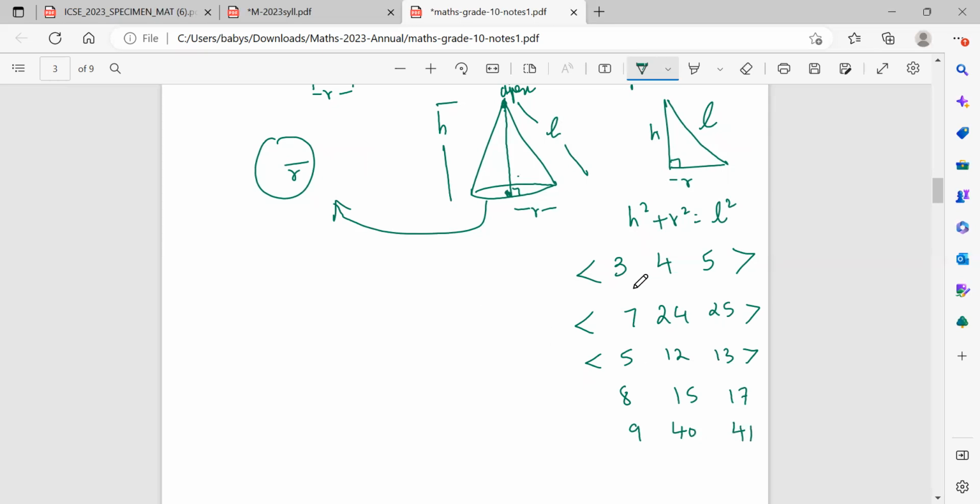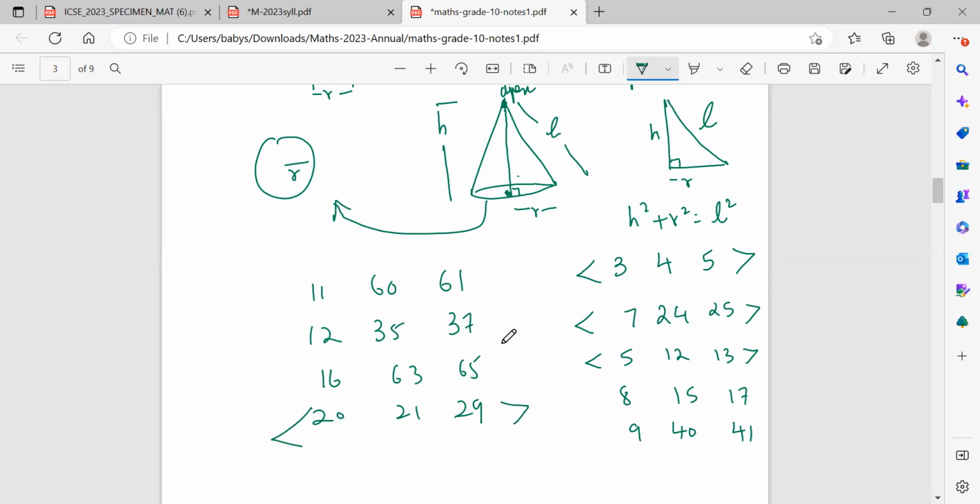And any right angle triangle with sides in the ratio of these triplets will necessarily be a right angle triangle, obeying the Pythagoras theorem, isn't it? The sides are in the ratio of the triplets. Then 11, 60, 61, 12, 35, 37, 16, 63, 65, 20, 21, 29. This is not exhaustive. There are many, many more to go. But as far as this chapter is concerned, I think this is good. If you are familiar with these triplets, it's enough.